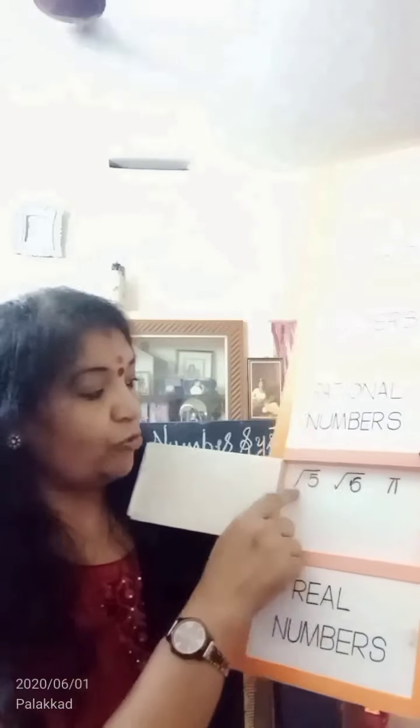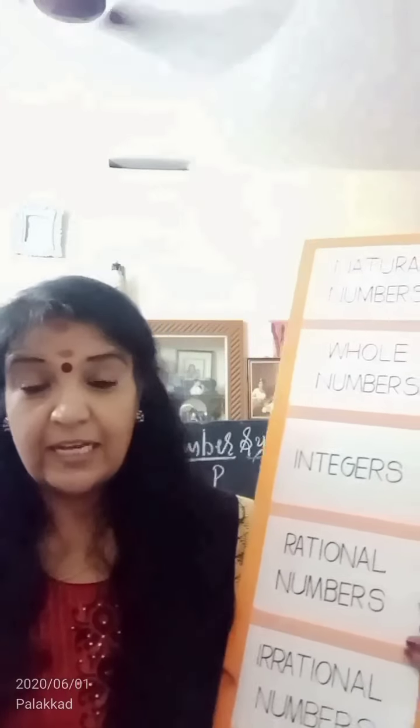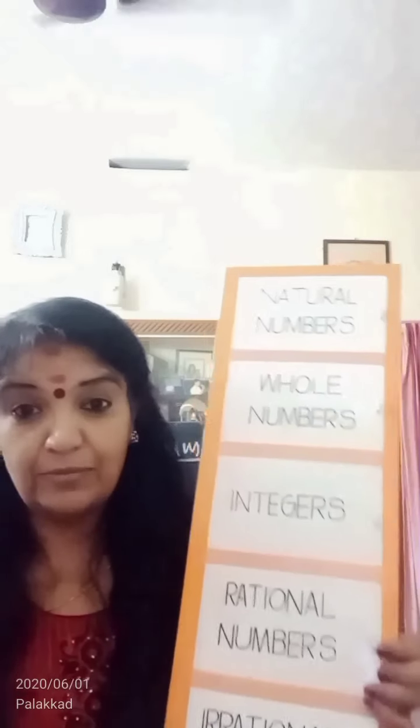This is another branch, not included in the other four sets of the system. This is a special set, the irrational numbers. Some irrational numbers I have written here: root 5, root 6, and pi. Then some other numbers I will show you. They don't repeat, non-terminating and non-recurring decimals. And this is the number system of mathematics.